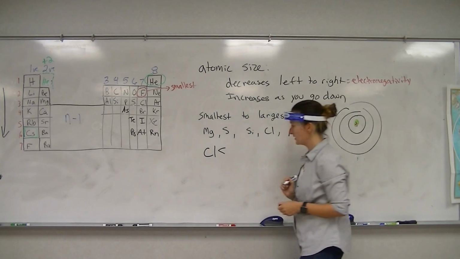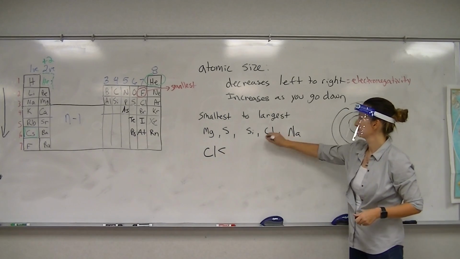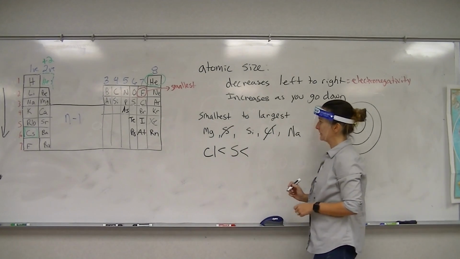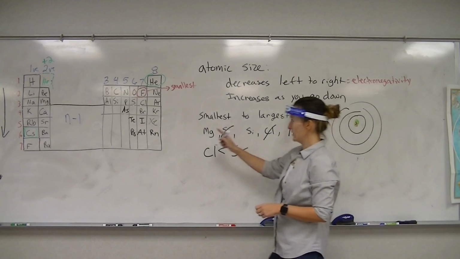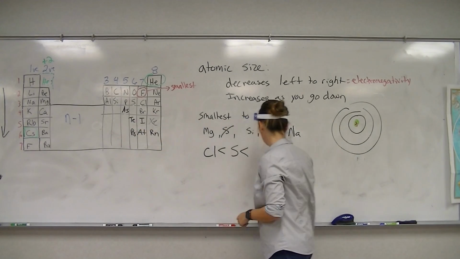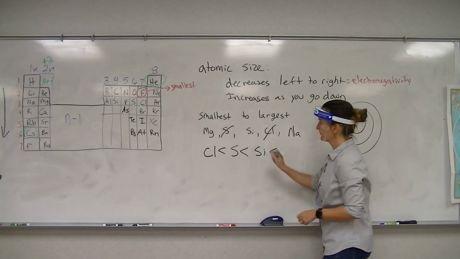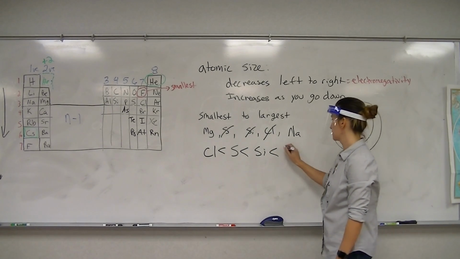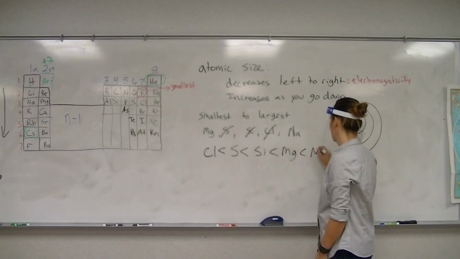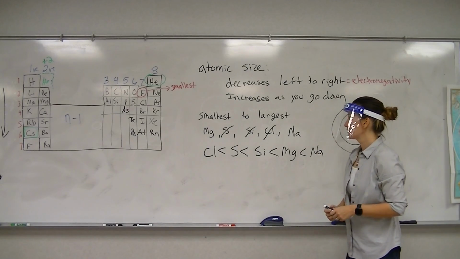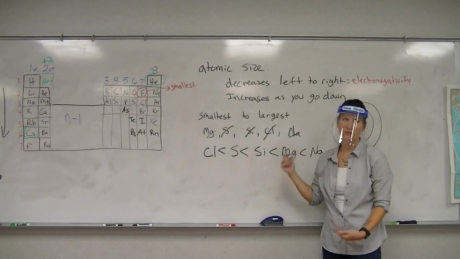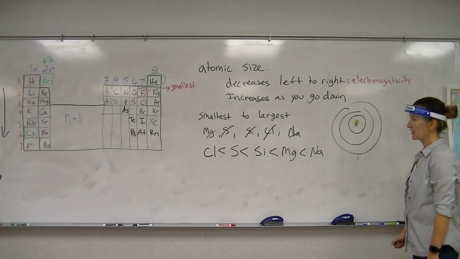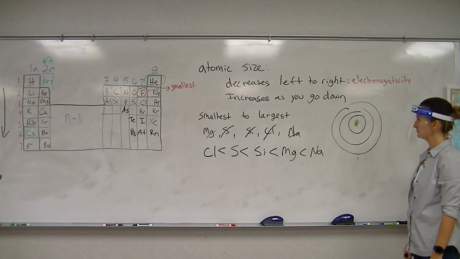So I'm going to put a less than so we know he's tiniest. Who's next? Sulfur. Cross him out. And silicon, right? Chlorine, sulfur, and silicon. So we're just working our way. And then who? And then sodium, yes. So as long as you know the trends, this part's not really, I mean, we're not calculating anything. We're just putting them in order based off the trend.